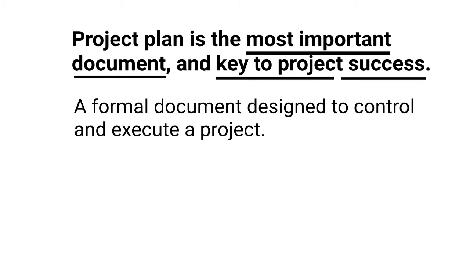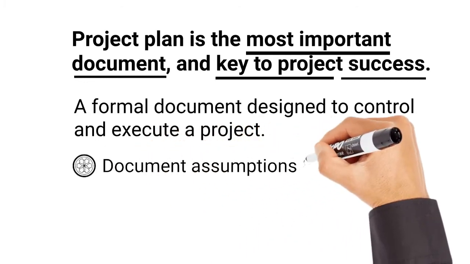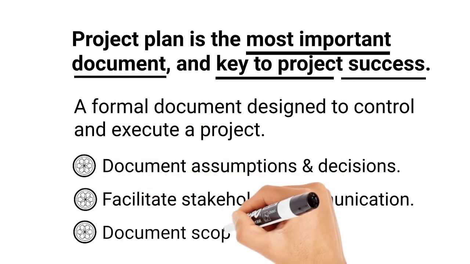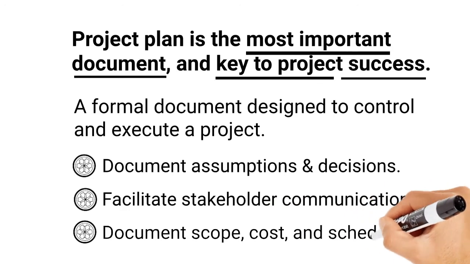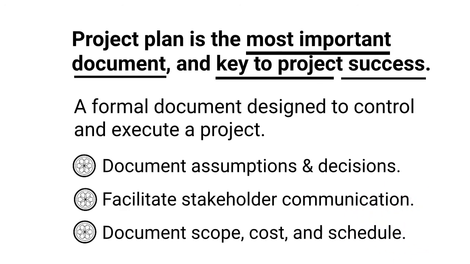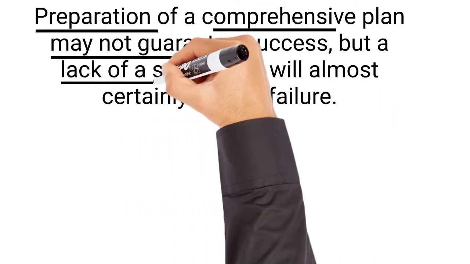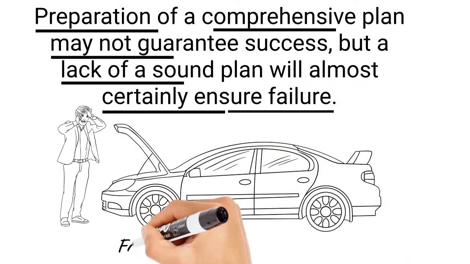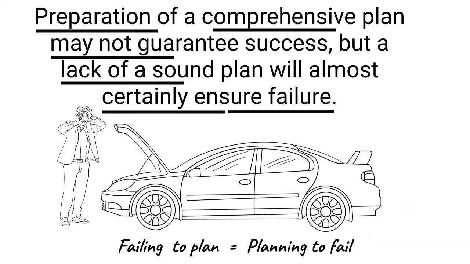It documents and ensures mutual project stakeholder approval while managing the project team and tracking project progress. A project plan documents planning assumptions and decisions, facilitates communication among project stakeholders, and documents approved scope, cost, and schedule baselines. However, preparation of a comprehensive plan may not guarantee success, but a lack of a sound plan will almost certainly ensure failure. It is important to prepare a plan, keeping in view the goals and business objectives.